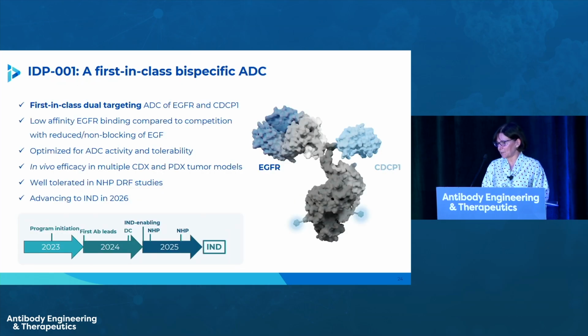It's a first-in-class bispecific ADC. It has very low affinity EGFR binding compared to any other EGFR therapies that are in the clinic, and it maintains signaling downstream of EGF as well. We've optimized it for ADC activity as well as for tolerability. We have potent in vivo efficacy data, and we've completed all our non-human primate studies where IDP001 has been shown to be very, very well tolerated. So we're advancing this into the clinic early next year, and we're very excited about that.